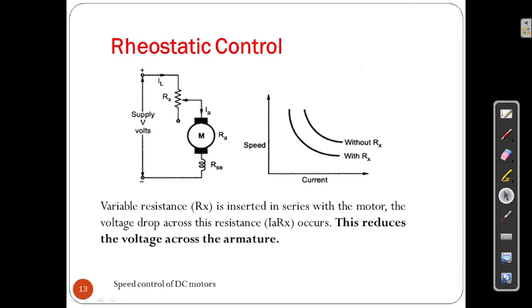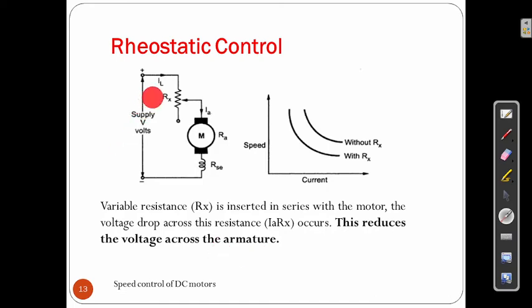Then this one is the rheostat controller. See here, the supply voltage is directly connected with RX. The variable resistance RX is inserted in series with the motor. You see here the motor is in series with RX. Then the voltage drop IA RX occurs across this resistance. Here IA is there and RX is there. This reduced voltage appears at the armature also.